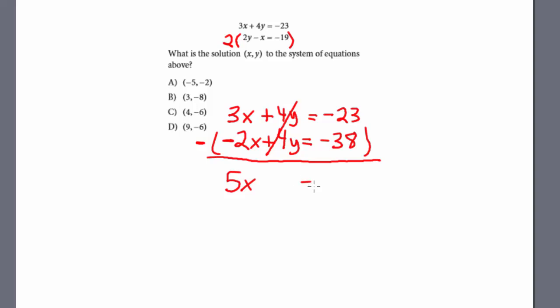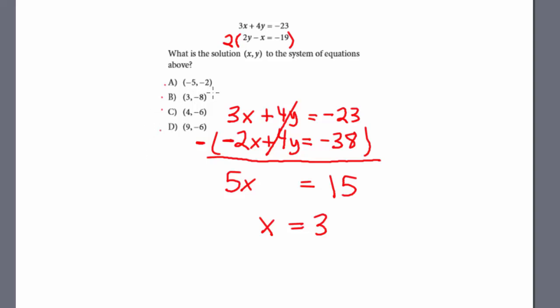And negative 23 minus negative 38. Use your calculator, or it's just 38 minus 23. It's the same answer. You're going to get 15, and you end up immediately with x is equal to 3. And now I could plug it in and solve. But before you do, let's look at our answer choices.